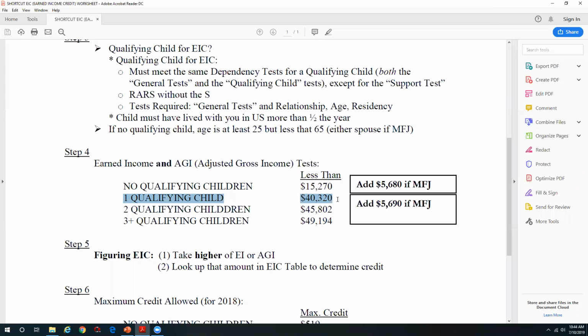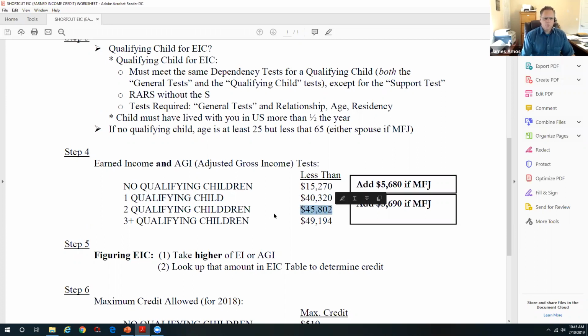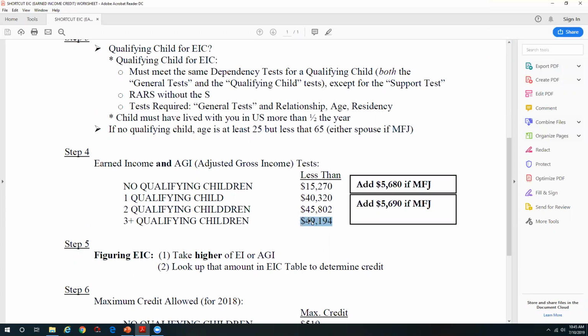40,319. Right. If 40,320 is my cutoff, 40,319 is the last dollar I could make and still qualify. You're right. So cutoff limits, you can see them right there for 1, 2, or 3 or more children. If I have 5 children, will this go up more? It says 3+. Once you hit 3 or more children, this is it.